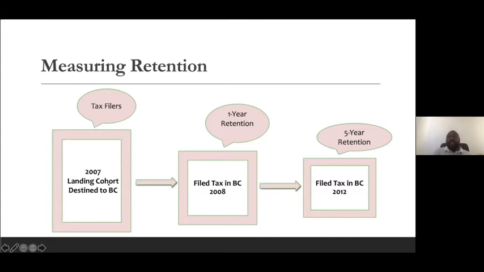So here is just an illustration using the 2007 landing cohorts who were destined to BC. And these, once again, are all tax filers. For this cohort, those who subsequently filed tax in BC in 2008 are considered to be retained 1 year after landing. And those who subsequently filed tax in 2012 in BC are also considered to be retained 5 years after landing. So for the report, we focused on 1 year retention, 3 year retention, and then 5 year retention of refugees and immigrants as well. So now I would like to hand over to Rachel as she tells a little bit more about the actual findings of the project.